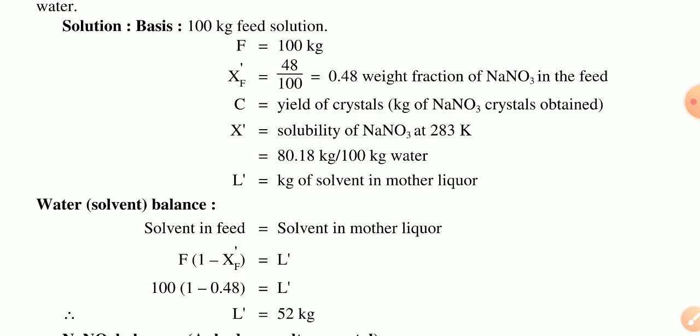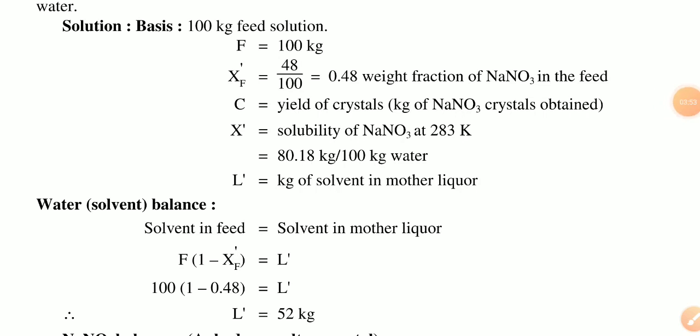The solution basis is 100 kg feed solution, so F is equal to 100 kg, X'F is equal to 48 by 100, which is 0.48 weight fraction of NaNO3 in the feed. C is the yield of crystals, the kg of NaNO3 crystals obtained. X' is the solubility of NaNO3 at 283 Kelvin, which is 80.18 kg per 100 kg of water. L' is the kg of solvent in the mother liquor.